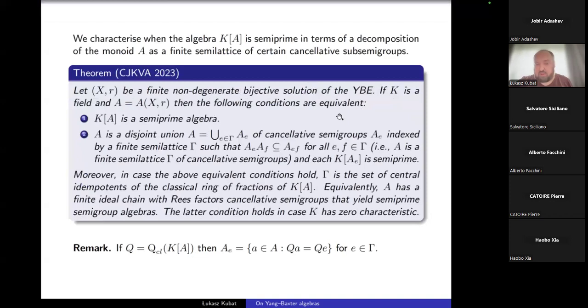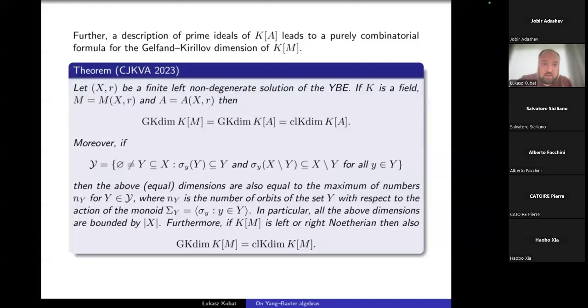Okay, it is also possible to find some conditions for semi-primeness. This time it's more involved, and I think I just have 10 minutes, so I will skip some of these propositions. Yes, I confirm. You still have 10 minutes. Yes.